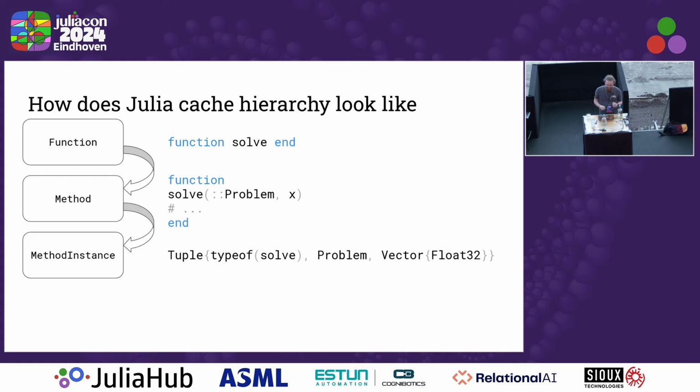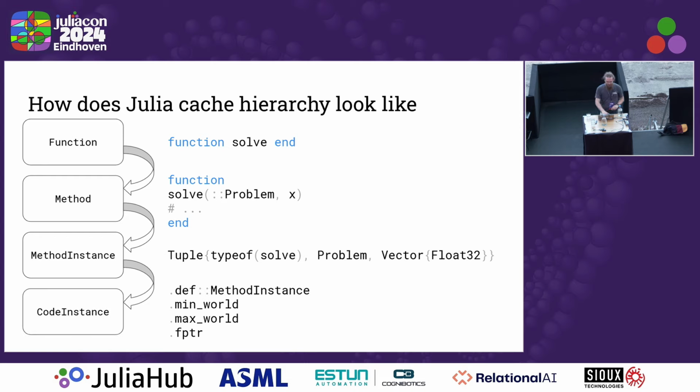But we're not done yet, because that method instance is valid as long as the method hasn't been redefined, but other things might have changed in the system. So we have a fourth concept, which is called a code instance, which says this instantiation of this method instance is valid in these worlds, and here's a function pointer you can call and jump to and execute this code. Basically, we have a four-stage process to look up, going from the name that you typed in with the arguments that you passed in to then actually finding which function pointer to call in the system.